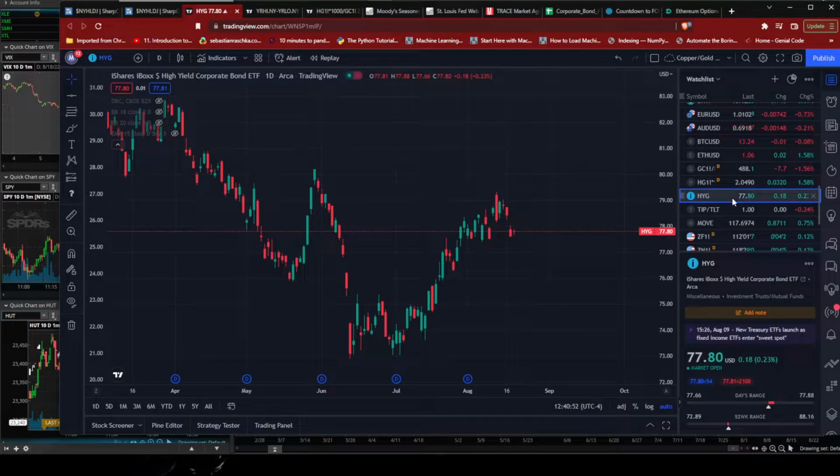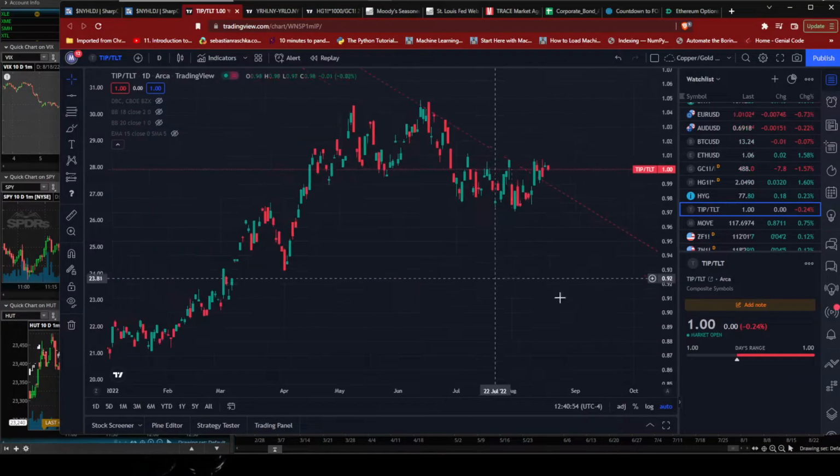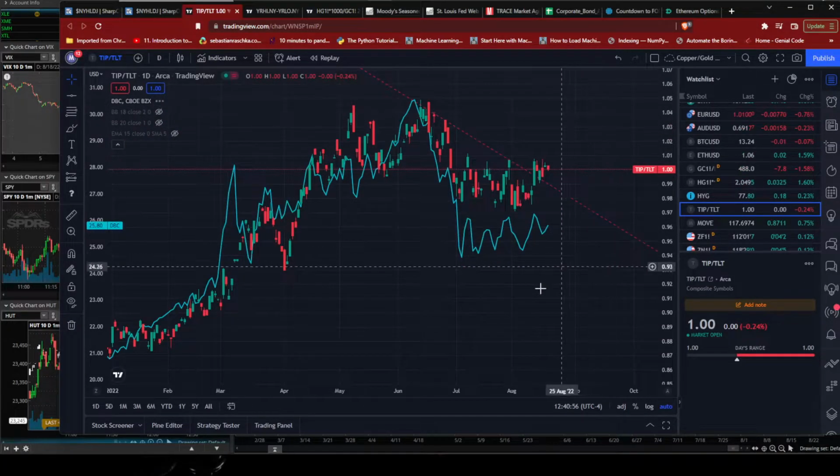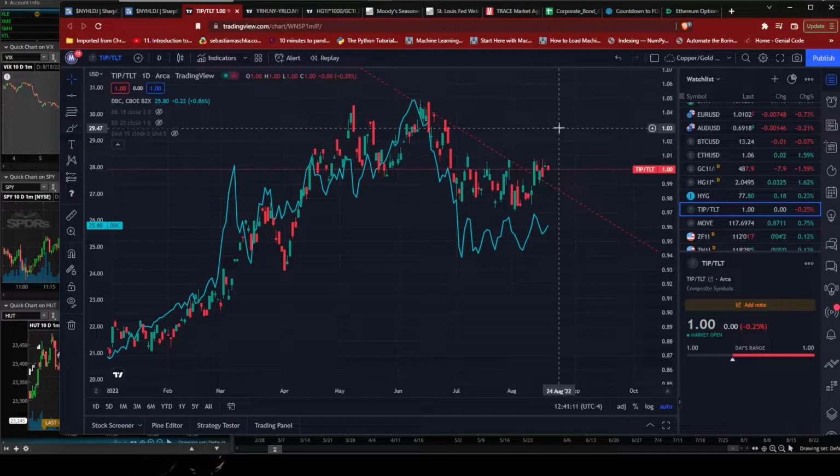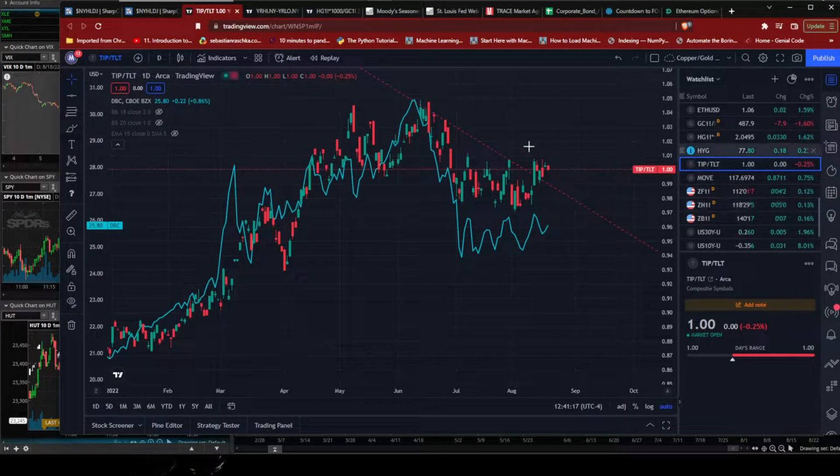All right, TIP, TLT, very important to watch. This plus all the commodities. DBC is the ETF for broad commodities. I'm keeping a very close eye on this. If this starts curling up with DBC making a new higher high, that could be the start of the next wave of the inflation trade again. All right, so keep an eye on that.